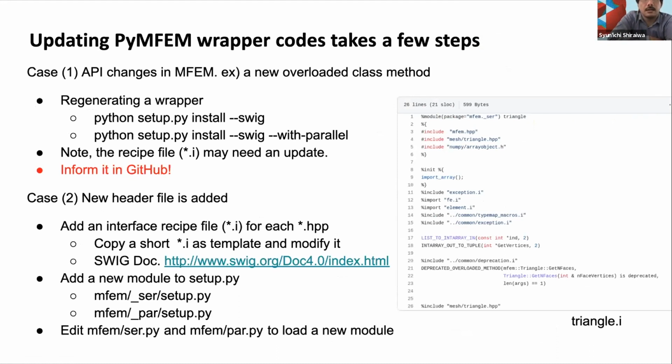Generally speaking, sometimes we need to update the PyMFEM wrapper code. There are two typical cases. One is API changes in MFEM. For example, a new overloaded class method is added. Then a corresponding wrapper is needed, so the compile will fail. In the easiest case, you can simply regenerate the wrapper code by calling python setup.py install with --swig. This option will run SWIG and regenerate the wrapper. And sometimes, as I mentioned, a recipe file may need an update so that the resultant wrapper is user friendly in Python.